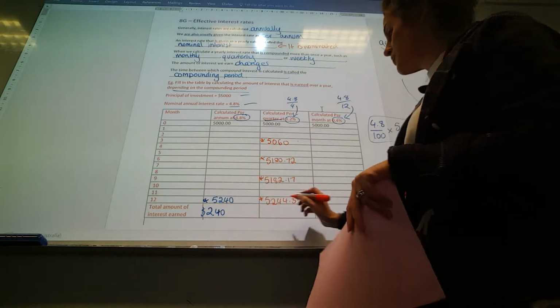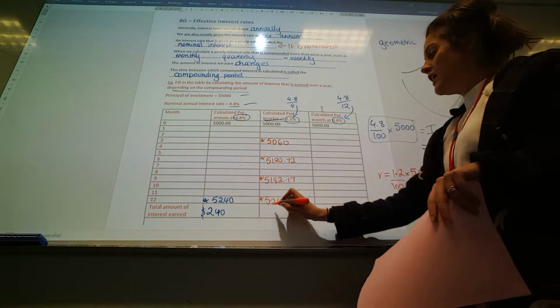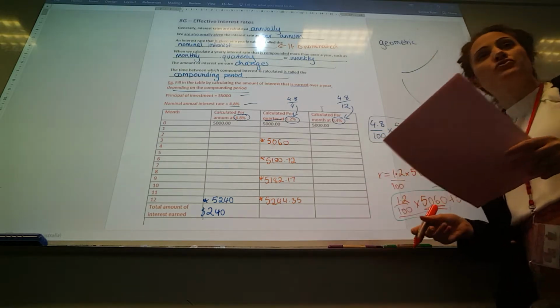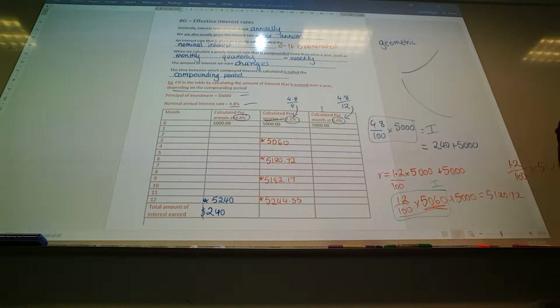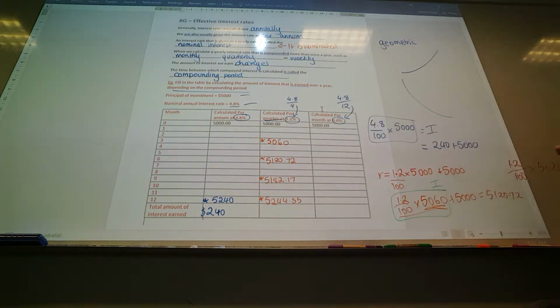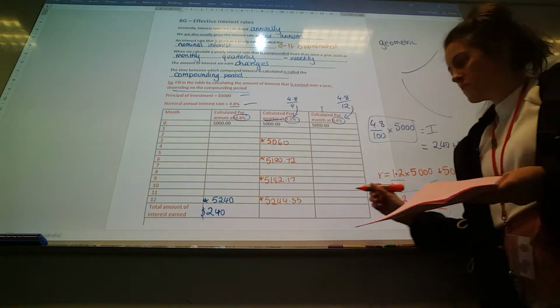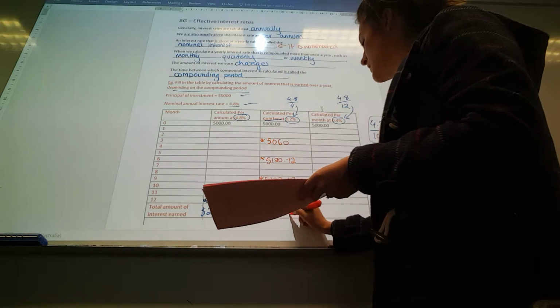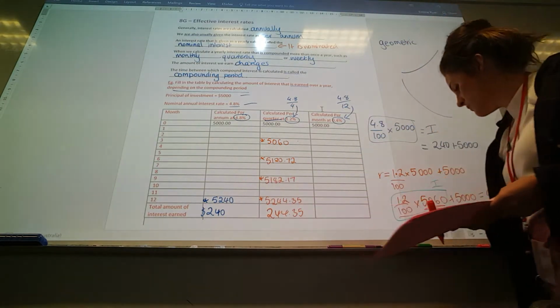Okay, so after a year, so in the 12th month, in our bank we have $5,244.35. And so how much interest have we earned there over a year? $244.35 is what we've earned.